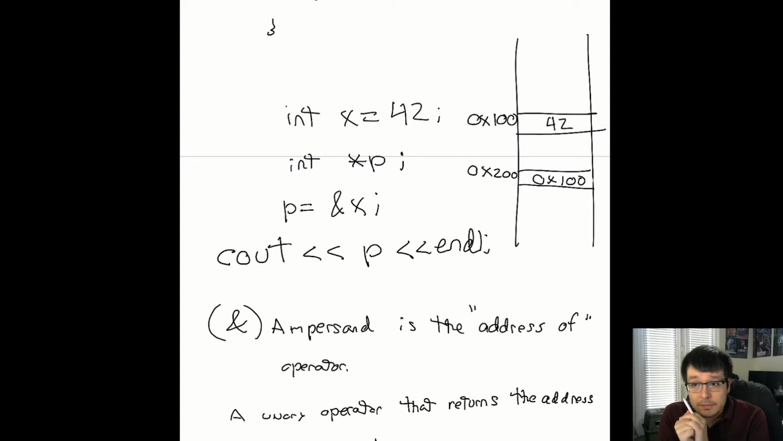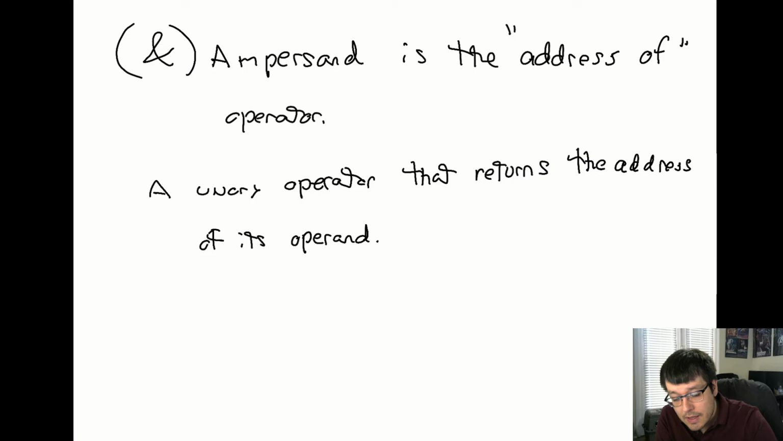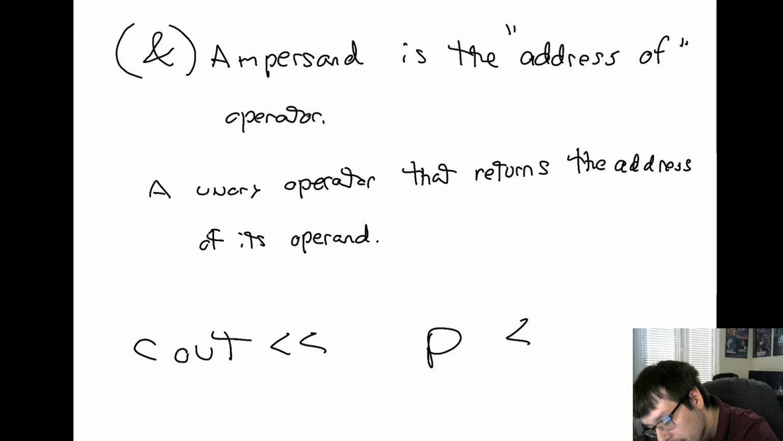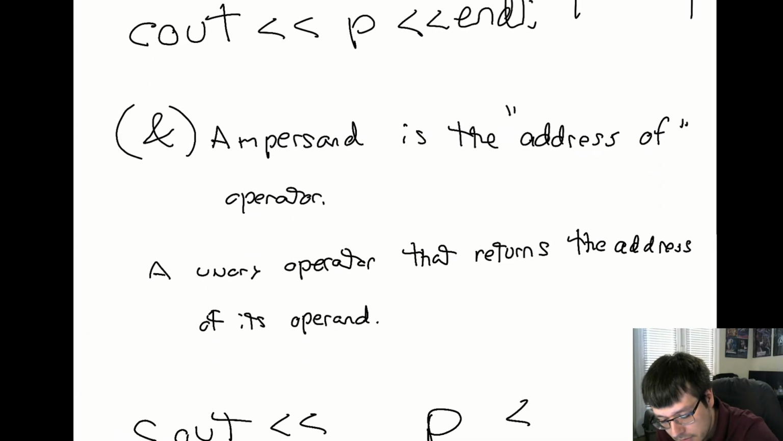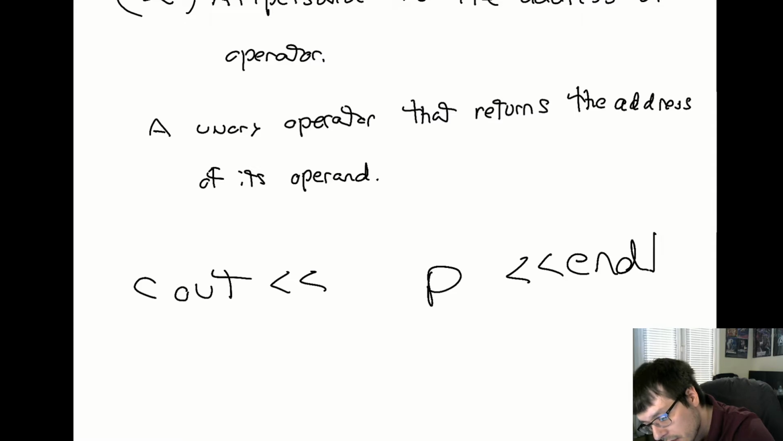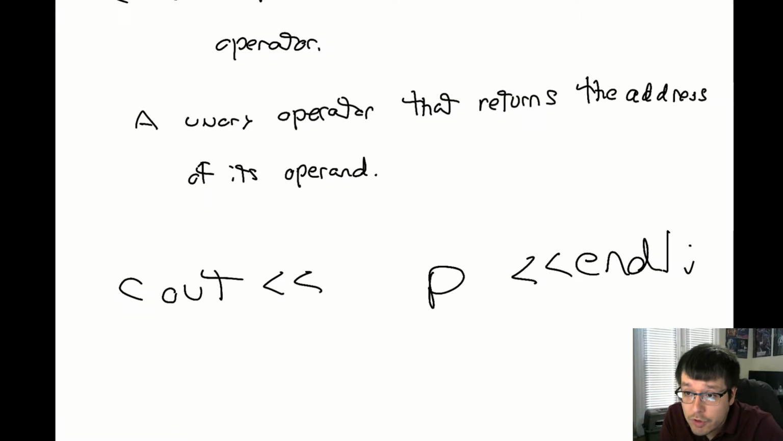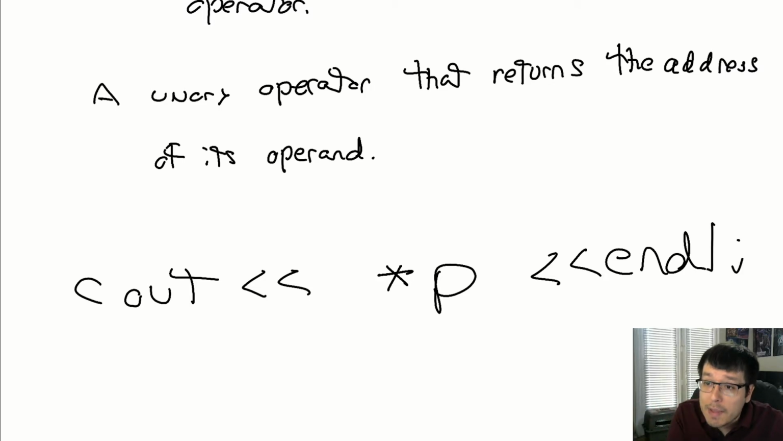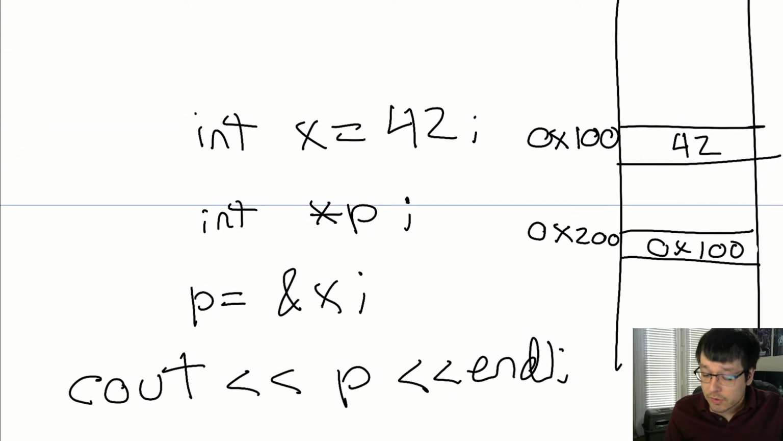Now, if that's all pointers could do, there would be no fun. This is where things get interesting. You can also use the dereference operator. Instead of writing cout P, which we know just prints out that address 0x100, we throw in the dereference operator. We dereference address P. What that means is that instead of printing out the address, we print out what the address contains.